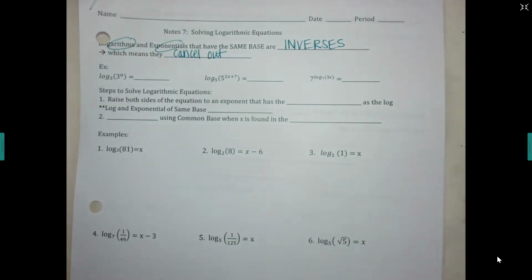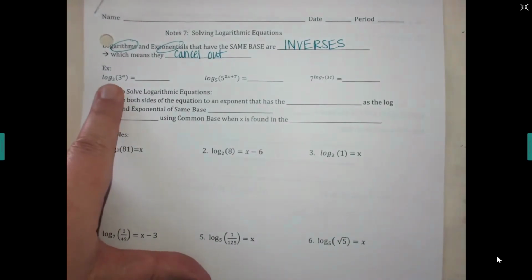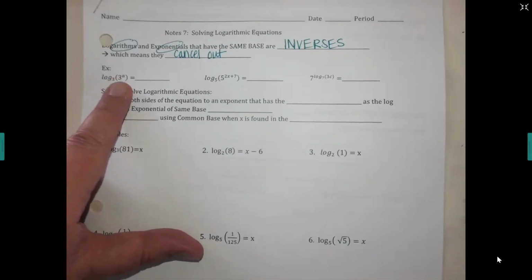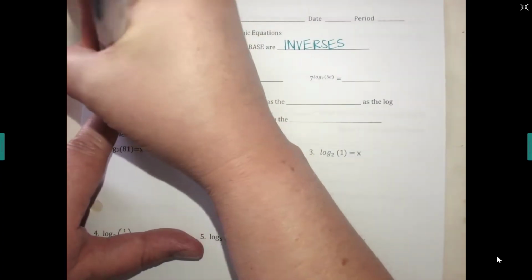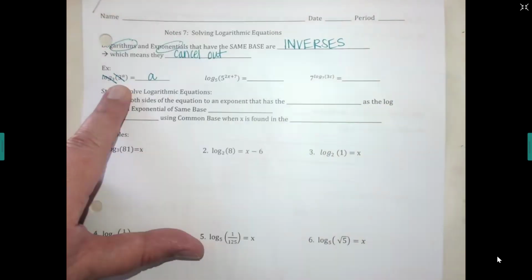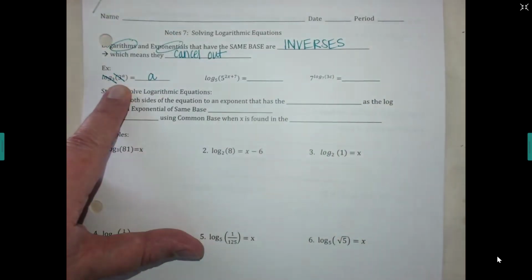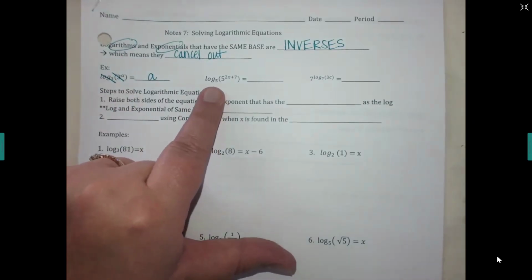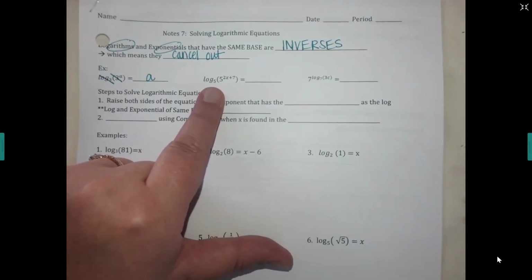Last time we were just writing log, but we weren't putting this little number. Every log should have a little number attached to it. And here's what happens. If you have a log little 3 on a big 3, they cross out because they're inverses. So these would cross out and you would just keep the A. Easy? It's not only 3, it's any number. As long as the log little and the big are the same, they cross out.